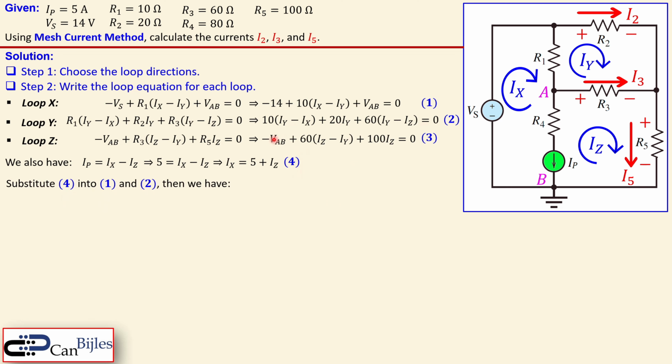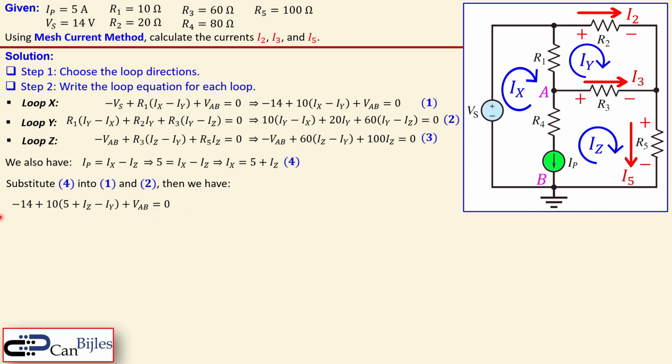So if I now substitute equation number 4 in equation number 2, because I see there is an ix. There is no ix in equation number 3, so I will not do that there. So what we have is then minus 14 times 10, parenthesis open, ix, which is then 5 plus iz, and then minus iy, and then plus vab is equal to 0.